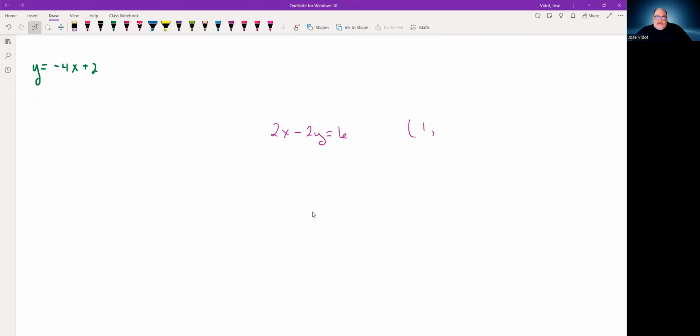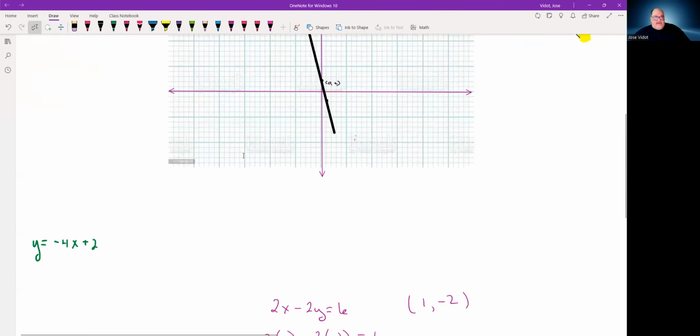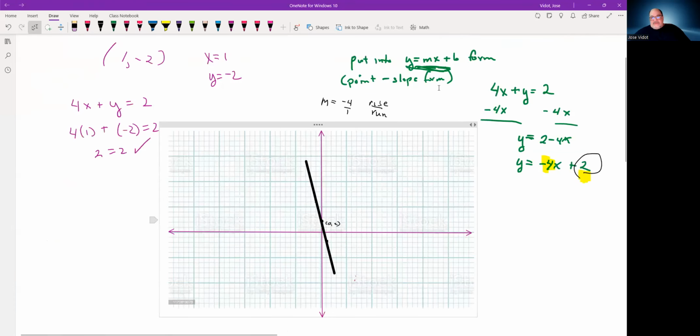And our point was (1, -2). So here we go: 2 times 1 minus 2 times -2 equals 6. Negative times a negative is a positive. 6 equals 6. Check. Okay, so it works out quite nicely that way.